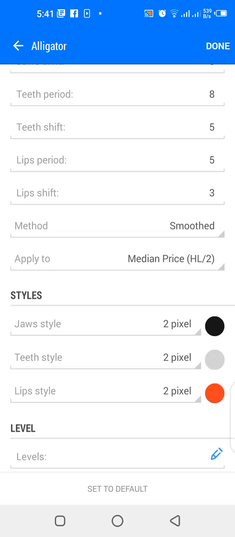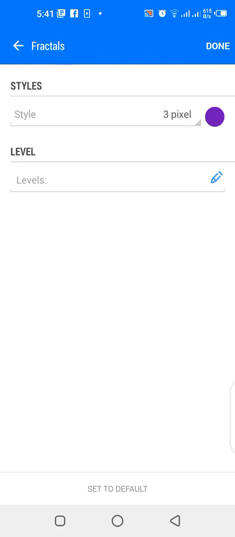For the color of the style, for jaws style, you have black color. For teeth style, you have gray color. For lips style, you have red color. All right, let's go to the indicators again. Then you have fractals.